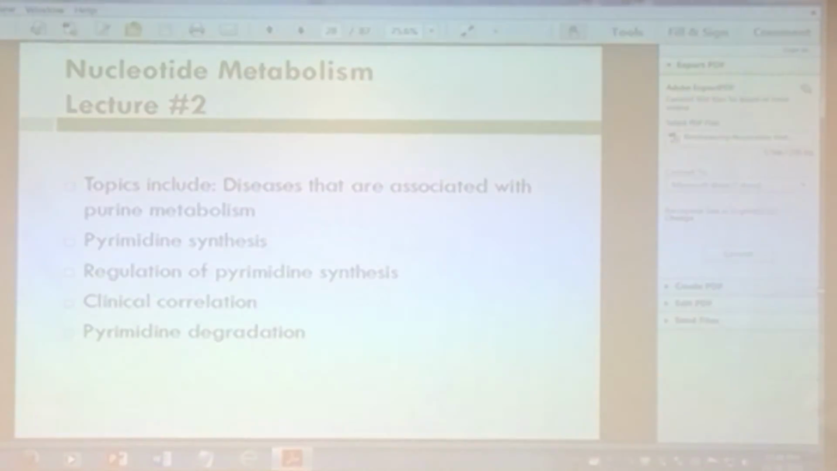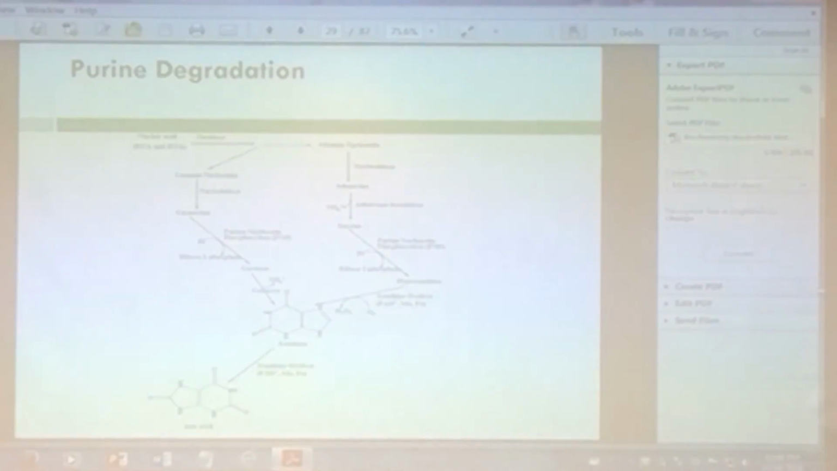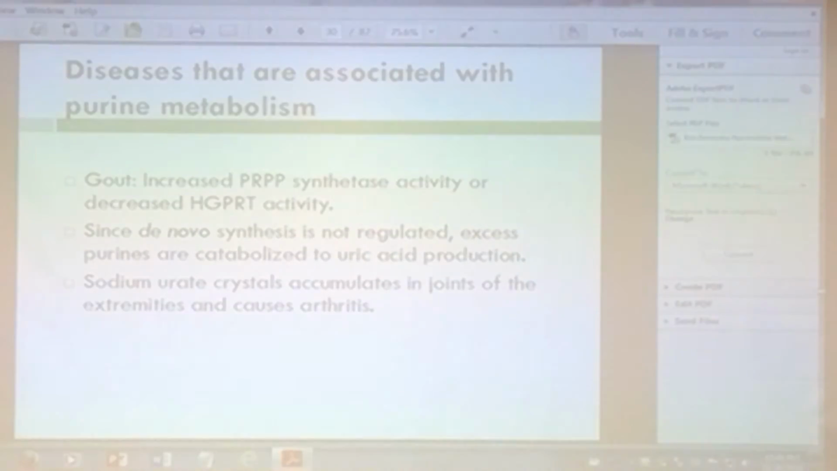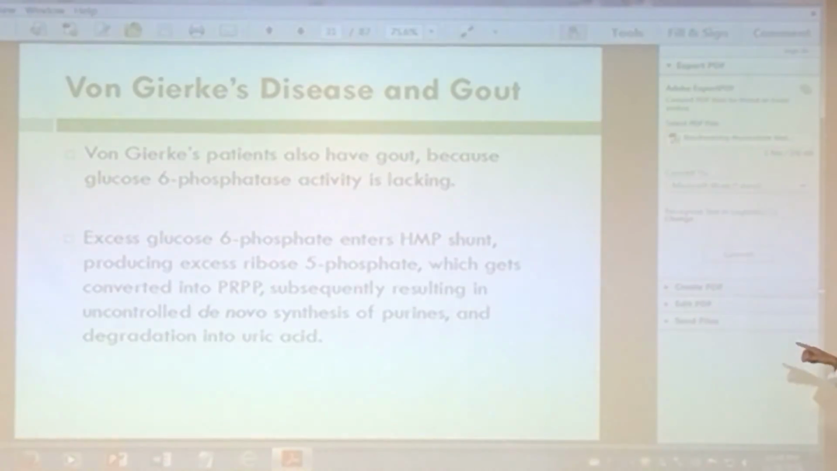And then pyrimidine synthesis. Before we get to that, the 2 clinical conditions that we talked about, gout, either increased PRPP synthetase or decreased HGPRT activity can lead to increased de novo synthesis of purines, then increased uric acid production, right? And Von Gierke disease versus gout, very important here.